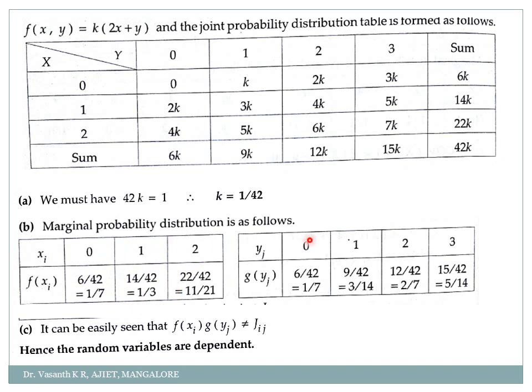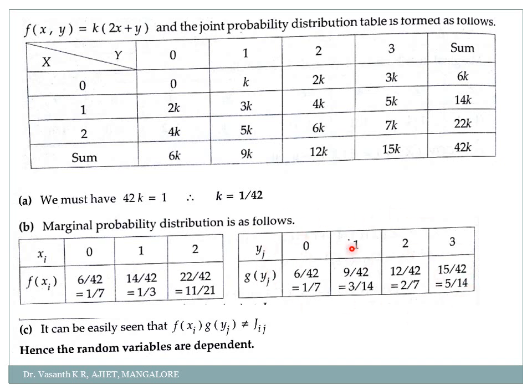Then the marginal PDF of y. Y will take the values 0, 1, 2, 3. So add all probabilities of 0 over here. We have done 6k, so it is 6 by 42. 1, 9k, so it is 9 by 42. 2, 12k, so it is 12 by 42. 3, 15k, so it is 15 by 42. So this is your marginal PDF of y.